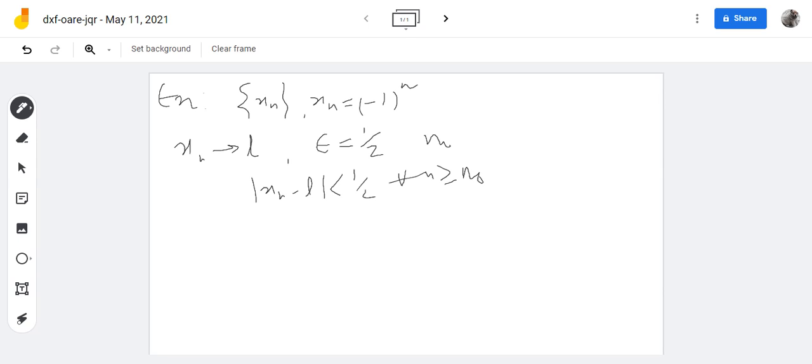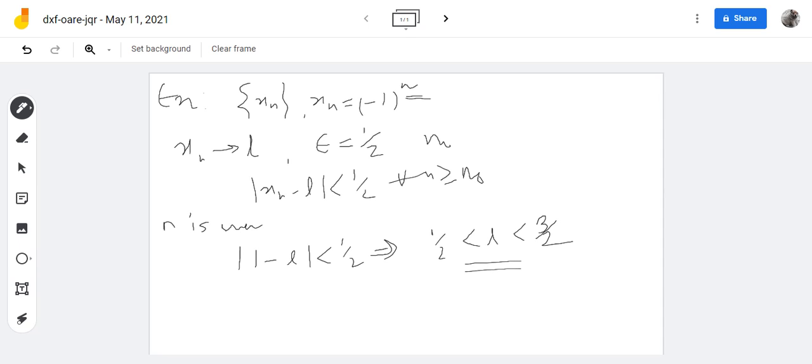Now, in this case, sometimes n is even and sometimes n is odd. Okay, so if n is even, then |1 minus L| is less than half. This implies your limit lies between 1 minus half, less than L, less than 1 plus half, that is 3 by 2. Okay, so this is the range for the limit. The limit lies between half and 3 by 2.